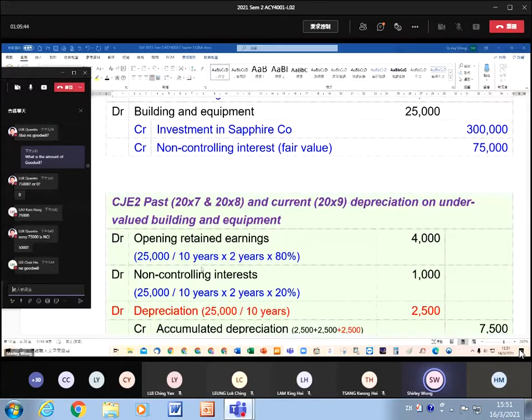But when you come to 2009, you're no longer able to debit last year's depreciation. Instead, you need to debit opening retained earnings and also debit NCI. Finally, you can credit accumulated depreciation or you can credit building and equipment. Same rationale as the goodwill, because in the consolidation worksheet, you do not have a line called accumulated depreciation. Instead of credit accumulated depreciation, you can write credit building and equipment. And then in the statement of financial position, on the same line of building and equipment, you can credit.